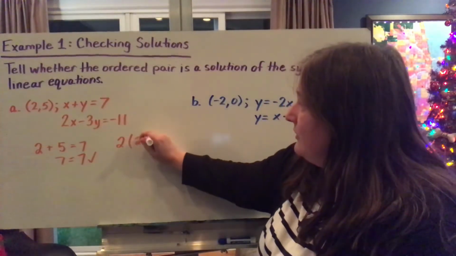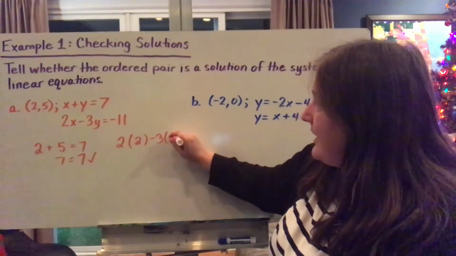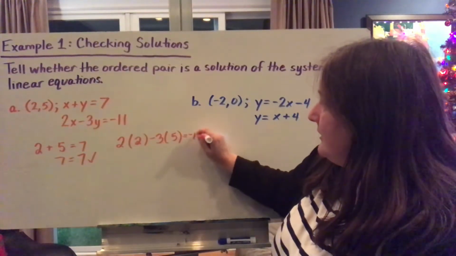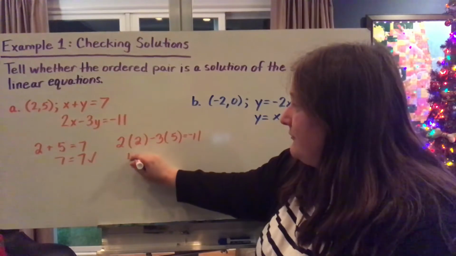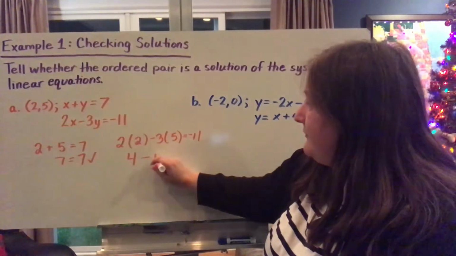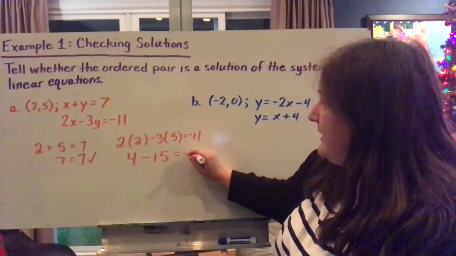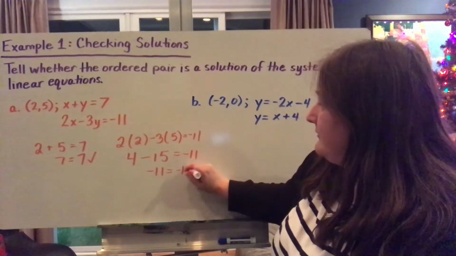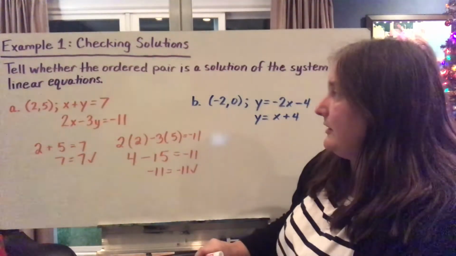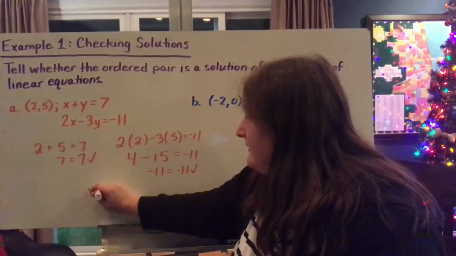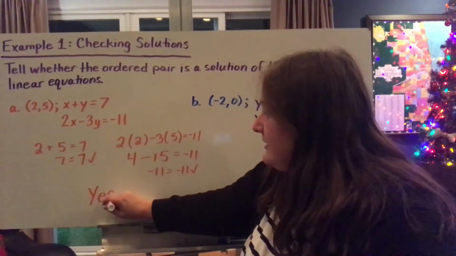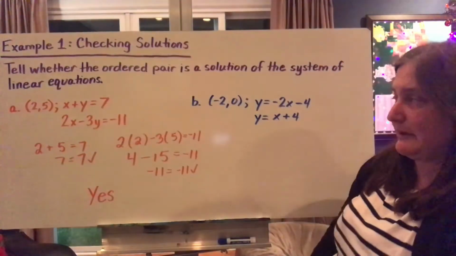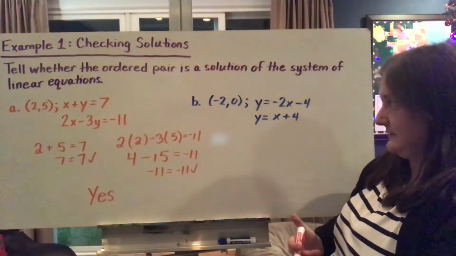2 times 2 minus 3 times 5 equals negative 11. Well, 2 times 2 is 4, 3 times 5 is 15, so I have 4 minus 15, and 4 minus 15 is negative 11. So it also checks out for my second equation. So in this case, (2, 5) is a solution for my system of linear equations.